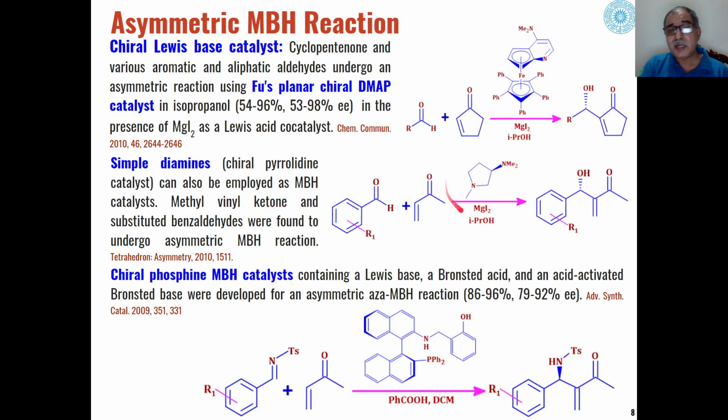Then even simple diamines like these chiral pyrrolidines can also act as catalyst for the synthesis of asymmetric MBH products. Then another type of catalyst, which is chiral Lewis base catalyst, is these types of chiral phosphine MBH catalysts. So they contain a Lewis base and a Brønsted acid, and they can lead to the formation of asymmetric products in the Morita-Baylis-Hillman reaction. And here also the yield of the products ranges from 86 to 96%, whereas enantiomeric excess of the products formed ranges from 79 to 92%.